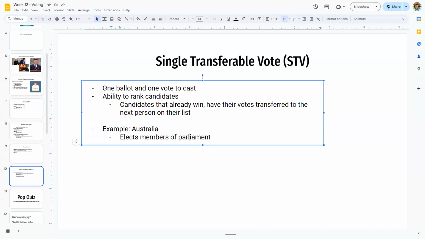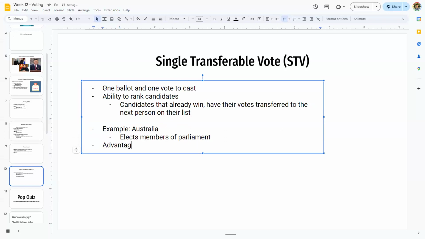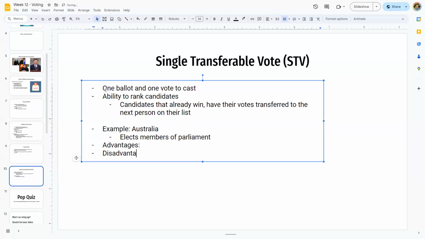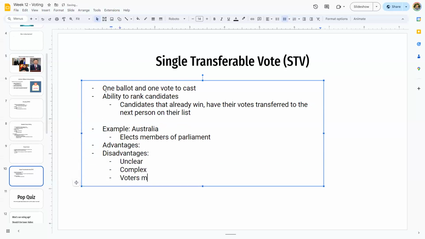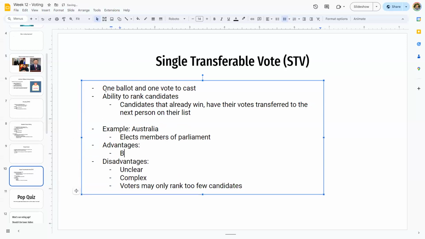Since the ballots are not uniform across the world and can be unclear in their instruction, voters may rank only the candidates from their favorite party, or rank too few and their vote will be exhausted, or they will bullet vote, which is vote only for their top choice in each party.